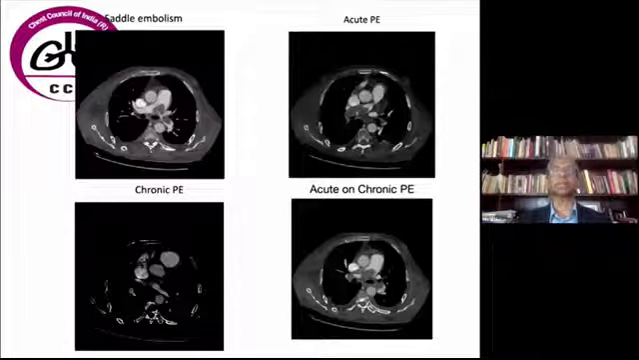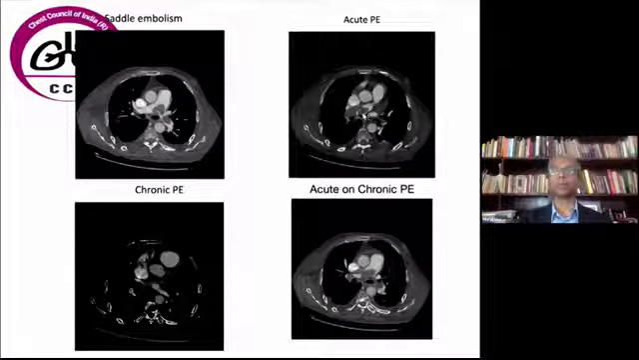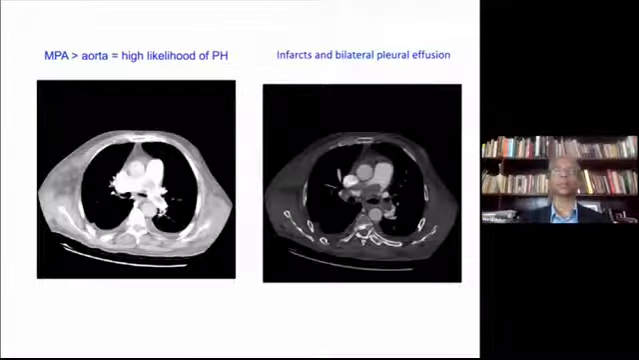So these are some typical pictures of an acute pulmonary embolism. This is a saddle pulmonary embolism. This is an acute pulmonary embolism in the right main pulmonary artery. However, a chronic PE is different, and I'll come back to this. And some patients tend to have acute on chronic PEs, as is seen in this patient. And I'll come back to this question right at the end.